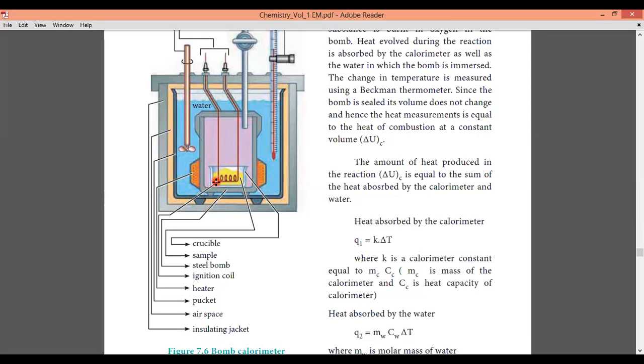The whole bomb is immersed in water. வாட்டரில் அதை உள்ள டிப் பண்ணிடணும். ஸோ அதை இம்மர்ஸ் பண்ணிட்டு, அதுக்குள்ளே நம்ம என்ன பண்ணணும், we have to insert a stirrer over that. ஸோ ஸ்டிரரும் அது உள்ள வைக்கிறோம் நம்ம.